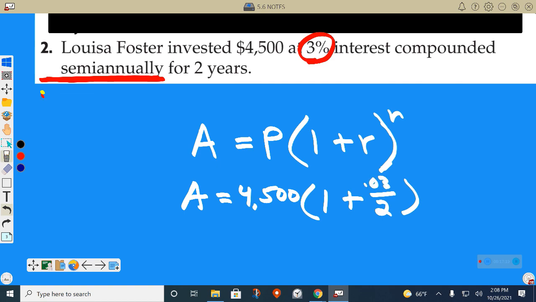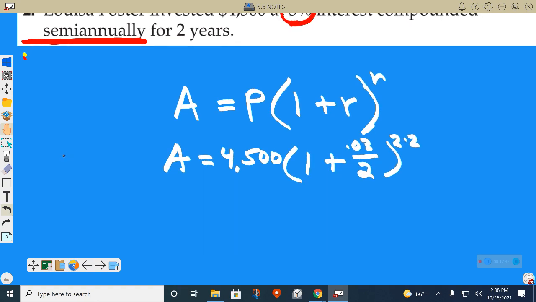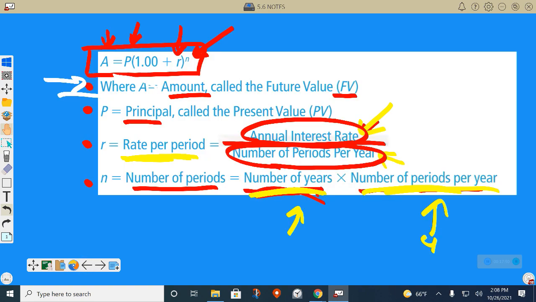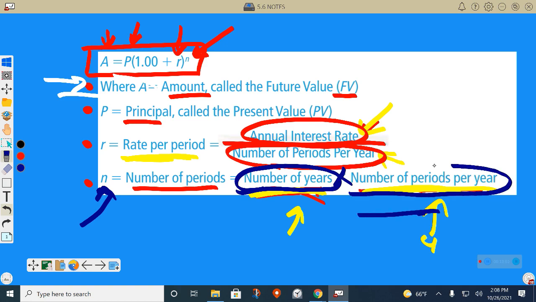All to the, watch this now, nth power is the number of years times the amount of times per year. The number of years is 2 years, so it's 2 times twice a year. So it's 2 times 2. 2 years, twice a year. The 2 times 2 power. Again, that's what n means. You wrote that down about 10 minutes ago, right here. N means the number of periods, which is equal to the number of years times the number of periods per year.